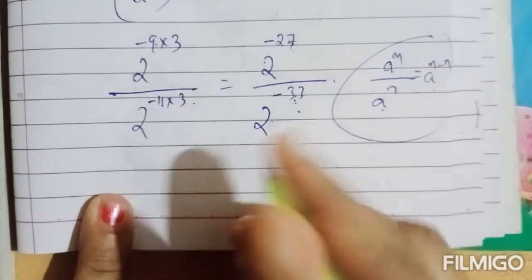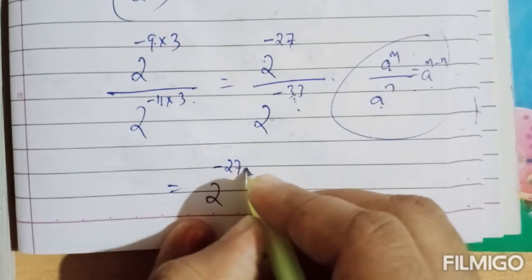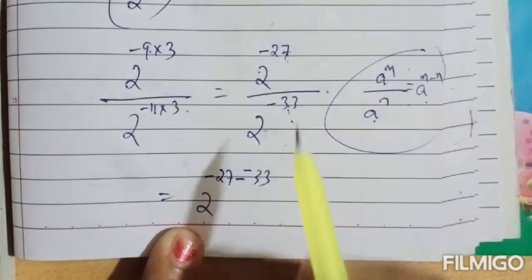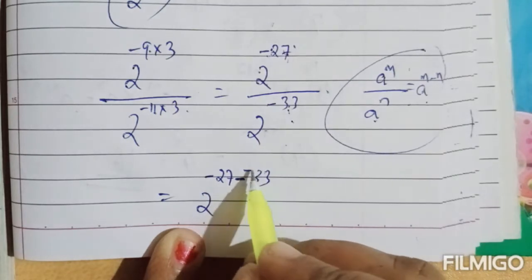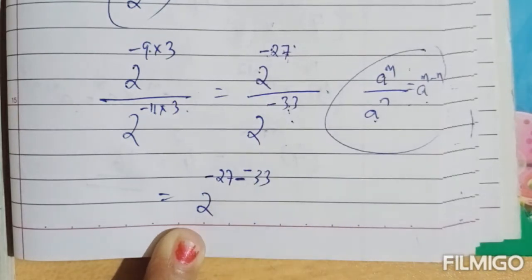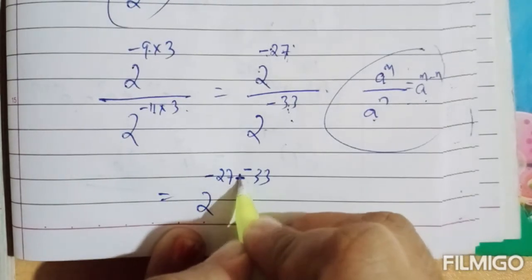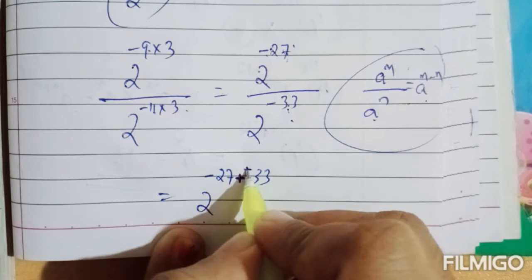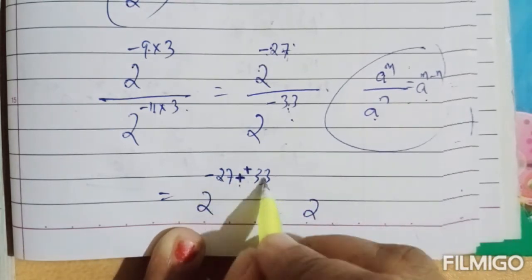So applying that, what you will get? 2 raised to minus 27 minus minus 33. Listen, here minus 27. This is subtraction minus. Now you have to write minus 33. So this minus you can change to plus. Here also you can change to plus. So what you will get? 2 raised to minus 27 plus 33.